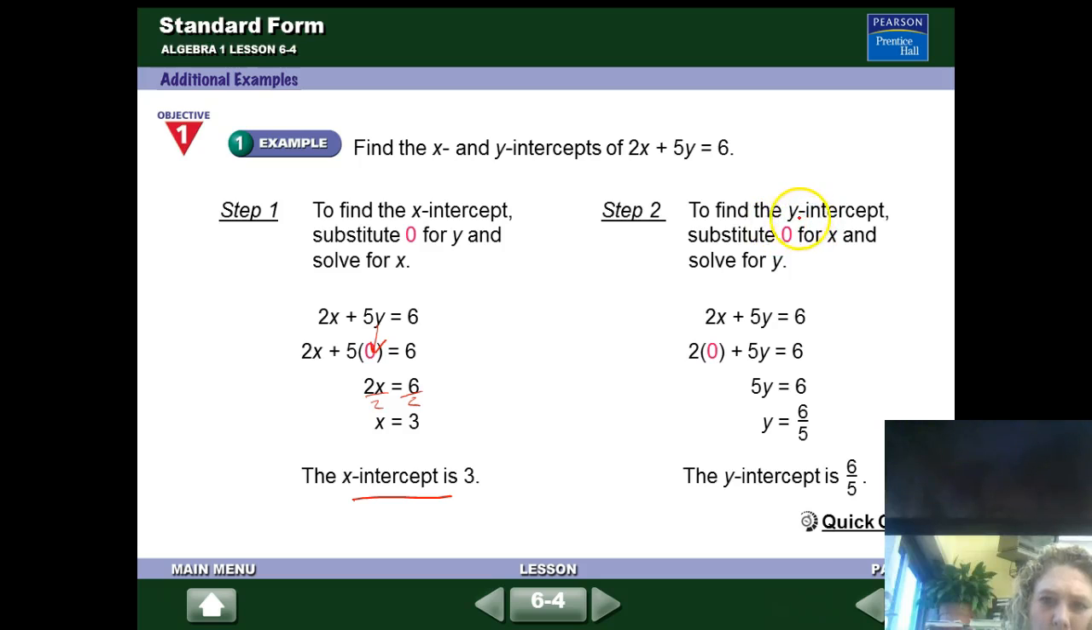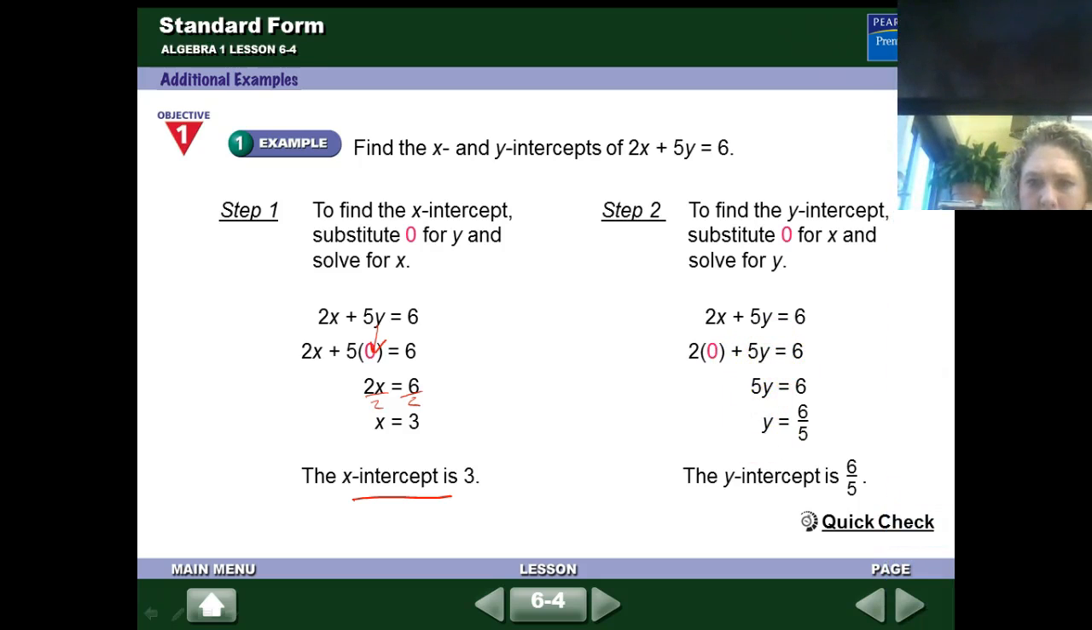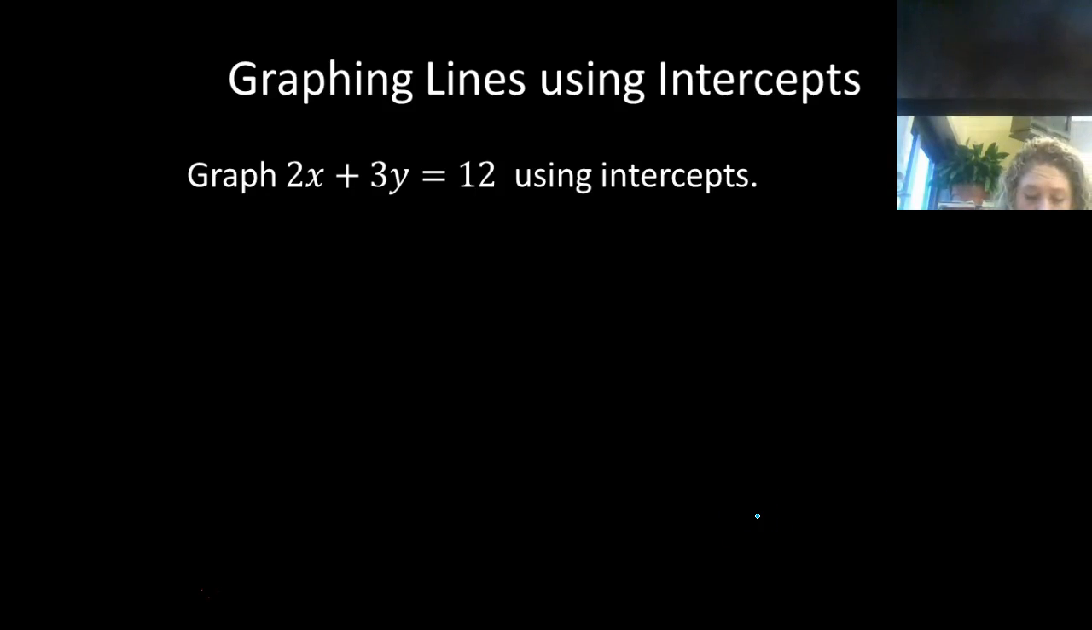Here, when you were trying to find the y-intercept, you're going to substitute 0 in for x, solve it out, and your y-intercept is going to equal 5, 6. Alright, now we're going to graph lines using these intercepts. So once you find your intercepts, let's find them again here.